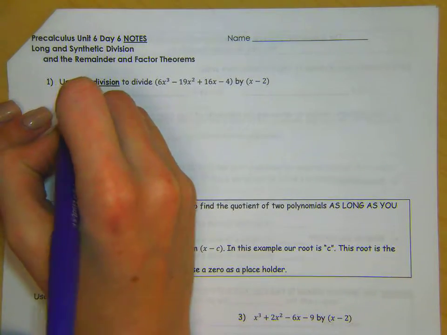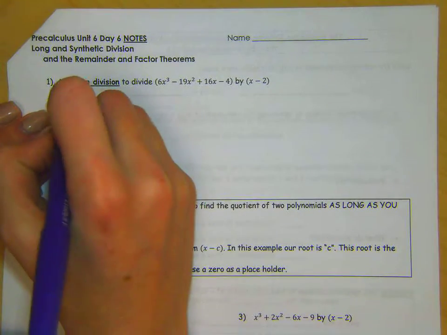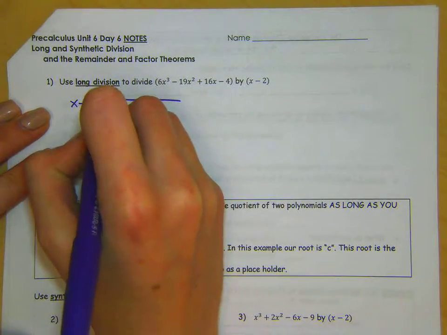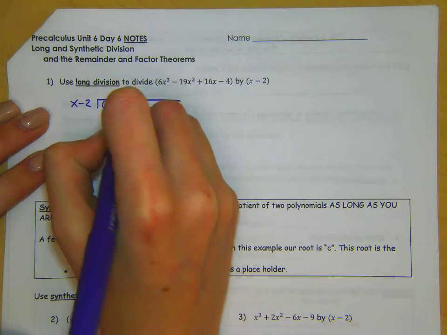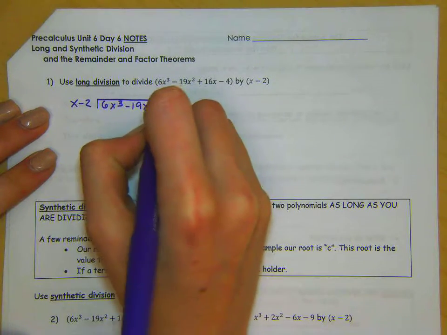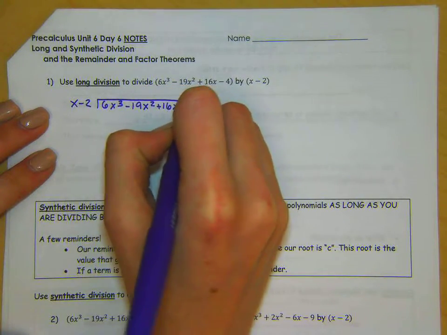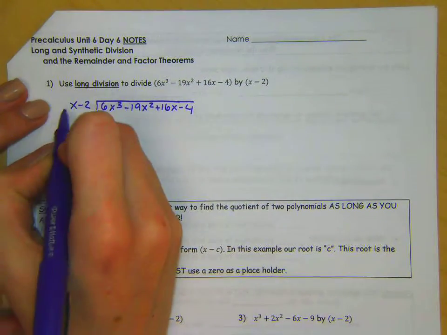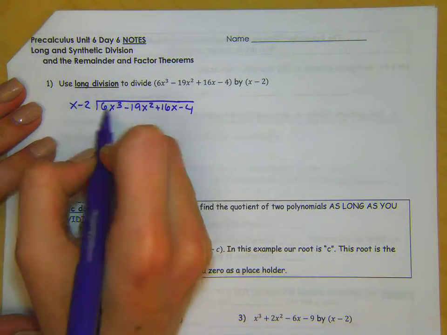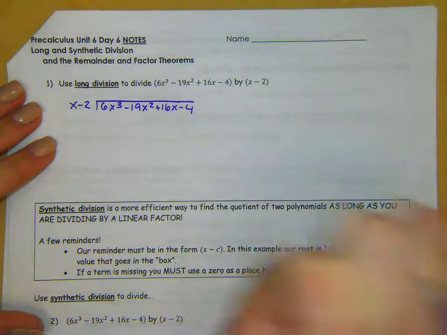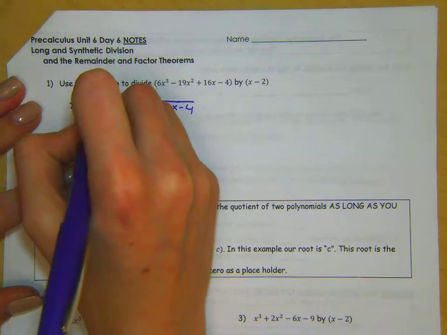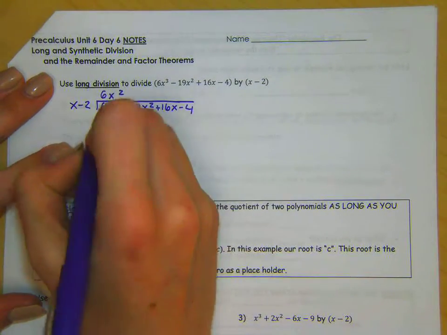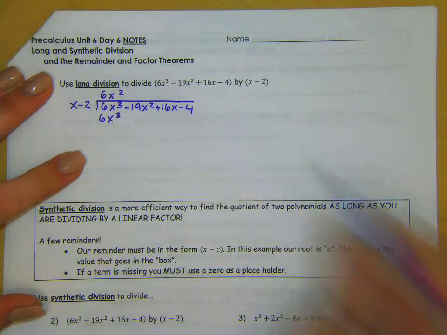I'm going to set this up as we would think of a regular long division problem. x minus 2 on the outside, and we've got 6x cubed minus 19x squared plus 16x minus 4 all underneath. So we want to think about x. What do we need to do to x to get 6x cubed? What we need to do is multiply by 6x squared. So I have 6x squared times x. That brings me the 6x cubed.